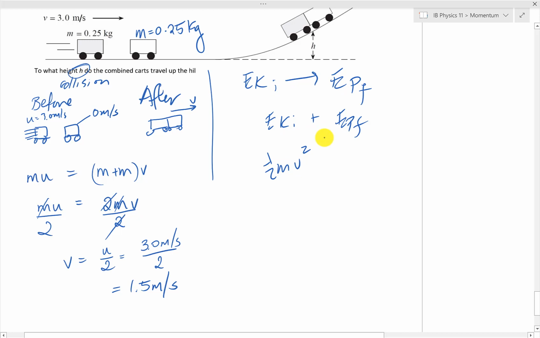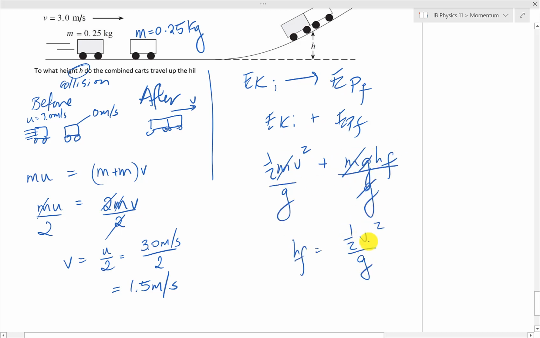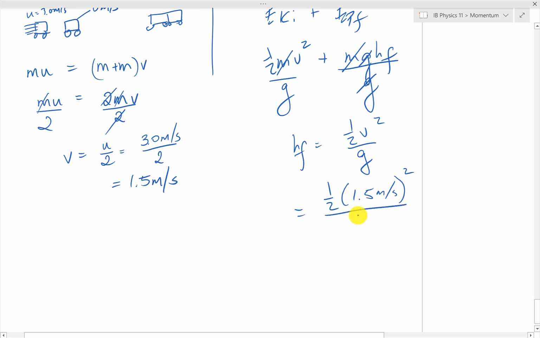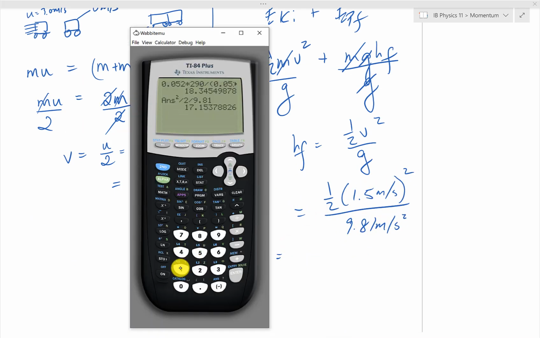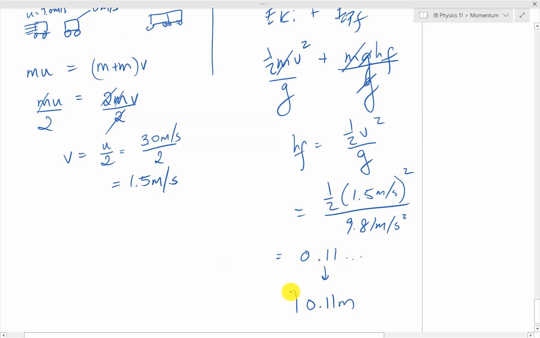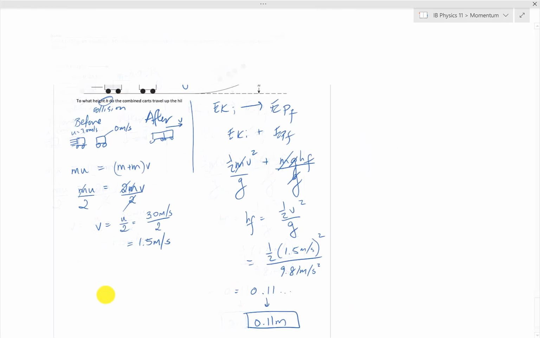The second part, in which they leave and go up the hill, that's the kinetic energy converted to potential energy. So then masses cancel out in that equation, and putting in the velocity that we got in the collision part, we get 0.11 meters.